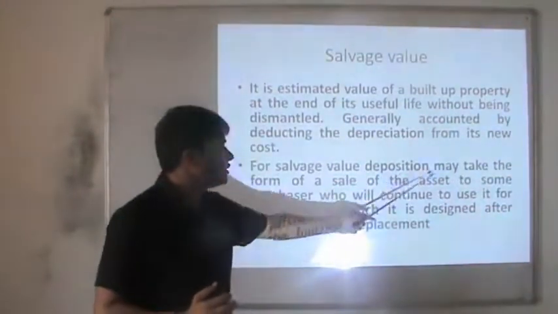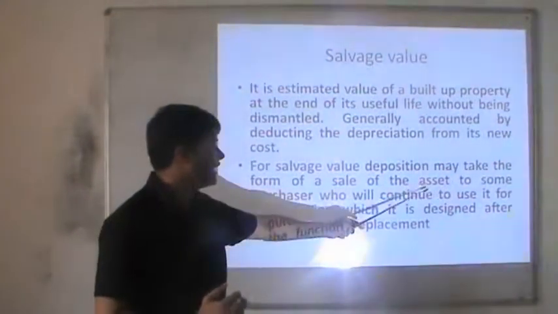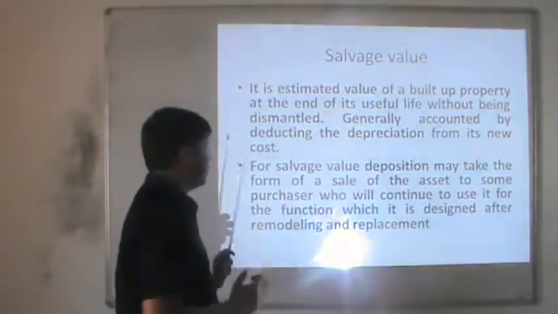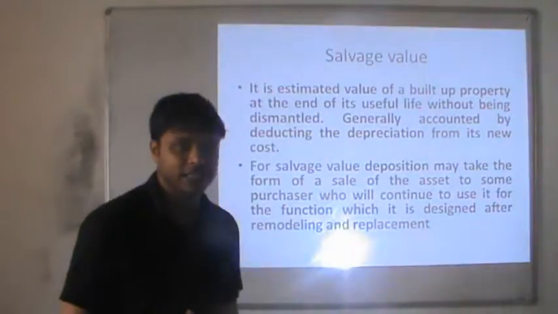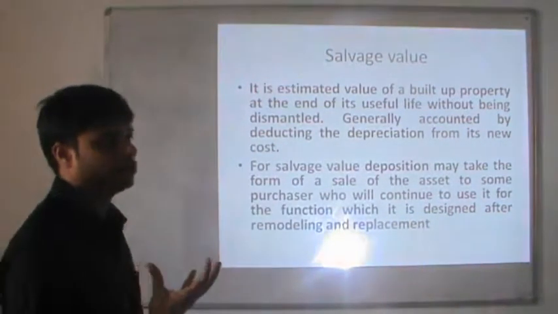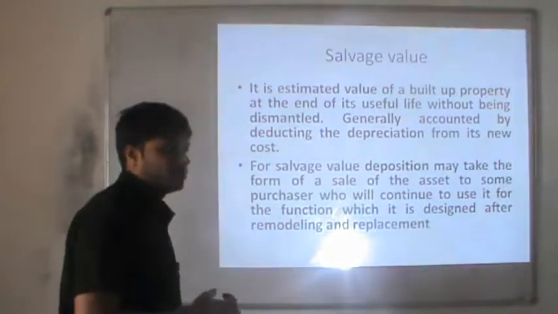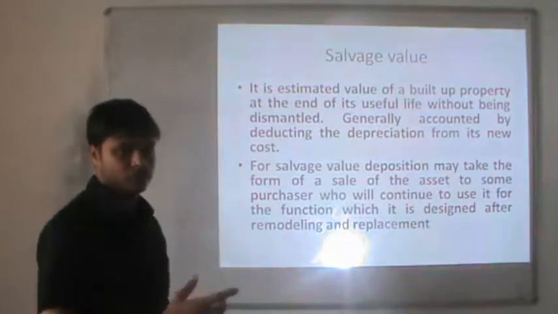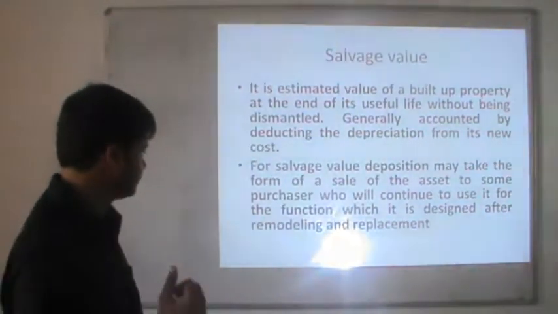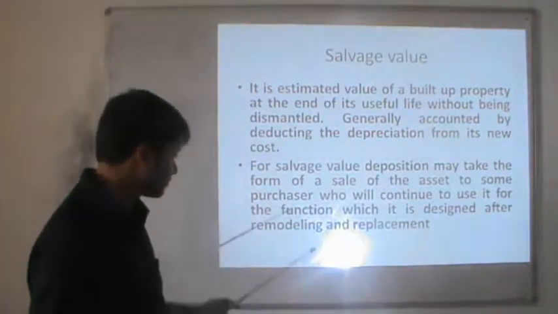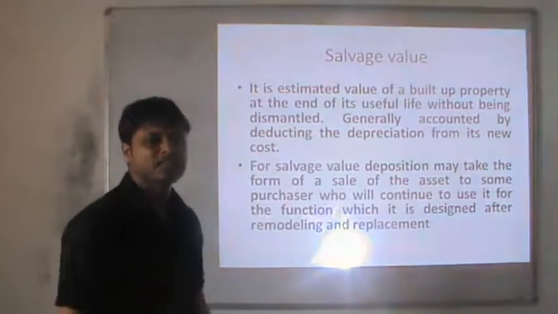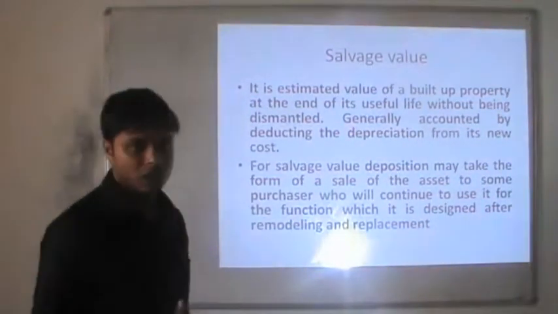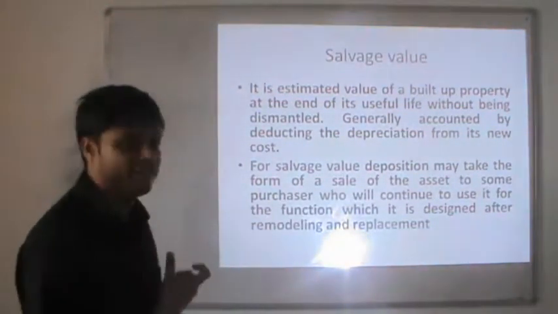For salvage value, disposition will take the form of a sale of the asset to some purchaser who will continue to use it for the function for which it is designed, after remodeling and improvement. So once you have not dismantled it, but you have got the salvage value after deducting the depreciation from the cost of purchase, you sold it to some other purchaser, and he purchased it and then remodeled it and used it for some other purpose. So this is how we get the salvage value, and this is the basic difference between salvage value and scrap value.